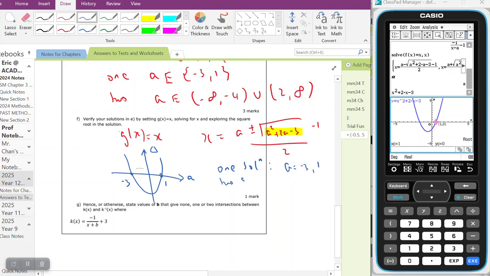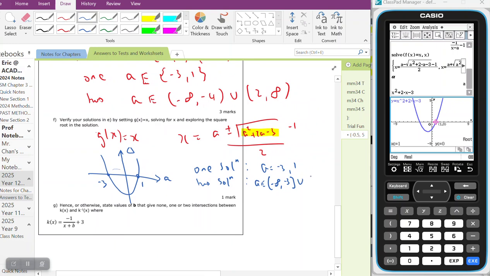Two solutions is when it's positive. So A will be an element of negative infinity to negative 3, union 1 to infinity. And then no solution is when it's below. So when is it below? A would be an element of between -3 and 1, not including 1.